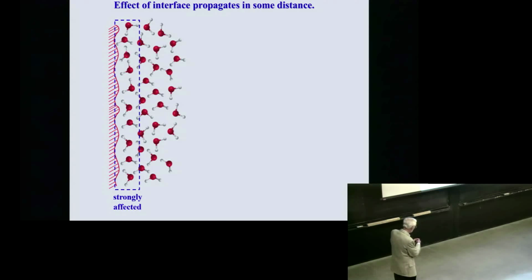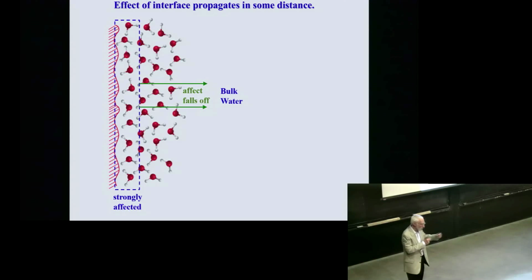But you can imagine that if these water molecules are different than bulk, it doesn't stop immediately. This is going to propagate out some distance. These are going to be less different, but they're going to be somewhat different. These are going to be even less different. And if you've got enough water, eventually it doesn't know the interface is there, and it's bulk water. It's really interesting to know what distance you have to move away before a water over here doesn't know there's an interface over here.